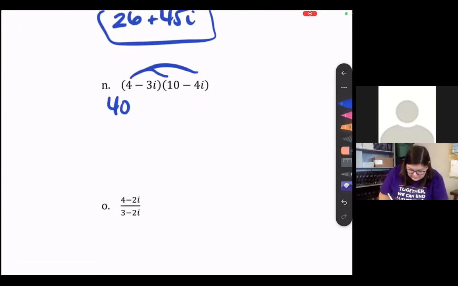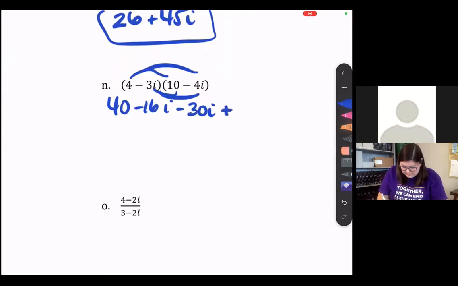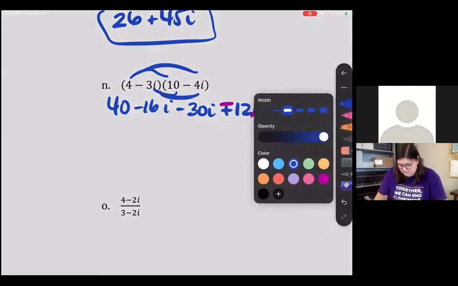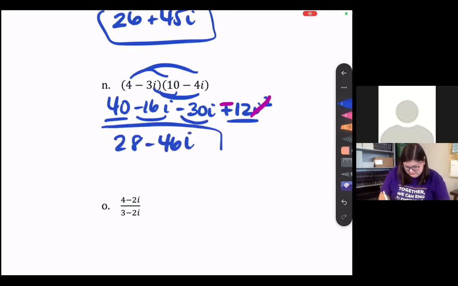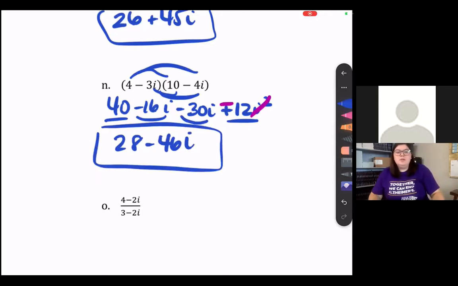So I get 40 minus 16i, I get -30i plus 12i squared. Okay, and then the i squared is a -1, so change, and now that's a negative. Combine like terms, 40 minus 12 is 28. -16 and -30 is going to give us -46i, and there's our final answer there. Okay, so with your multiplication, you're just distributing, you're foiling.